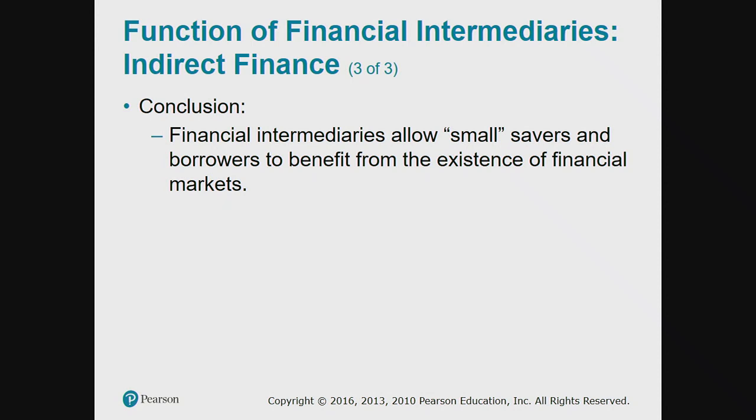And according to the textbook, financial intermediaries allow small savers and borrowers to benefit from the existence of financial markets. So if you wanted to get a smaller loan, and you borrow money a lot more rarely than a large company, it's easier for you to get into this market rather than having to go around looking for friends or family or someone in the community to borrow from. You've got a financial institution that you can go to.